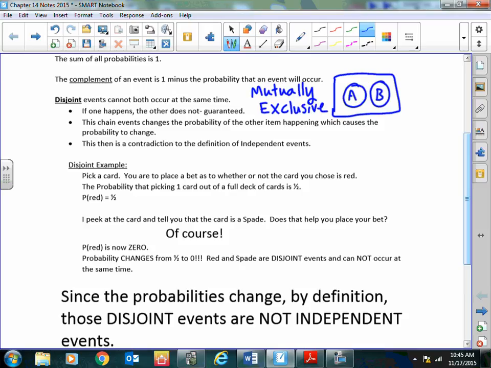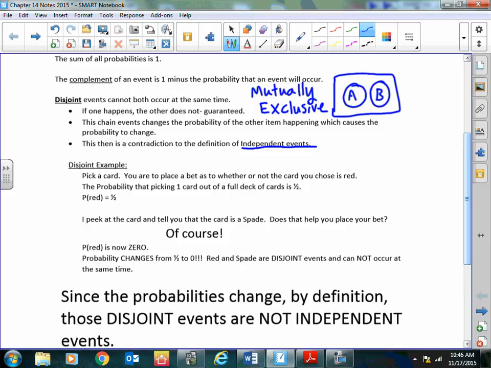So they are just exclusive to themselves. They do not have overlap of any sections that they share. If one happens, then the other one does not. That is guaranteed. So this chain of events changes the probability of the other item happening. This contradiction to the definition makes it such that they are not independent. That's where we're headed with this.